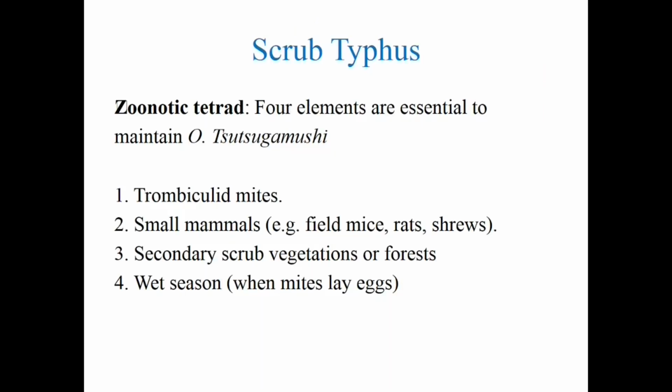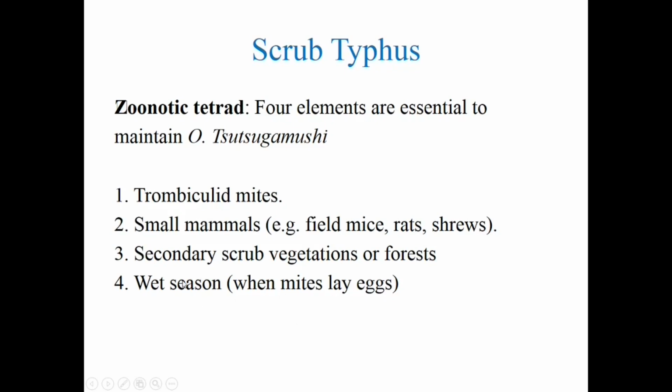Okay, and for the survival of this bacteria, Orientia tsutsugamushi, you have to have these mites, you have to have secondary scrub vegetation, and the season has to be wet. Meghalaya is a very wet region, because the mites will lay the eggs which will develop into the larva. It's a larva which will bite, the chiggers we call.